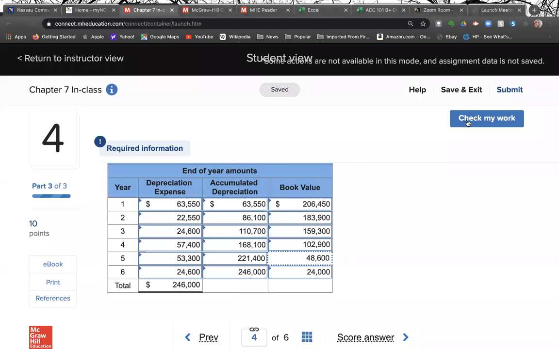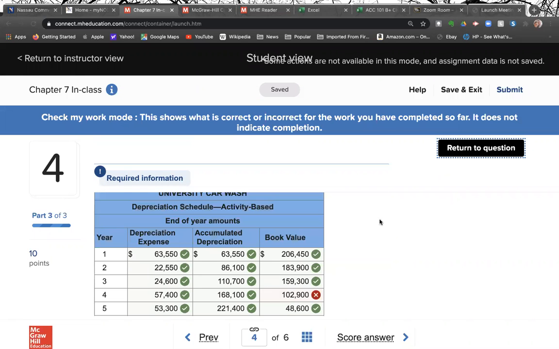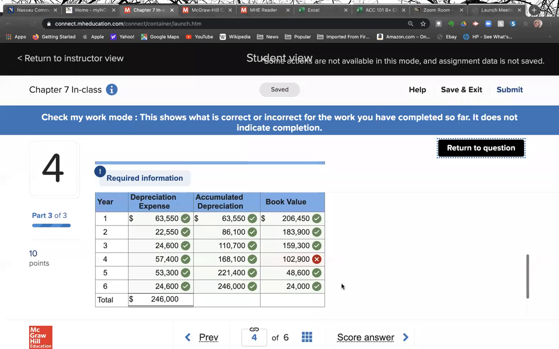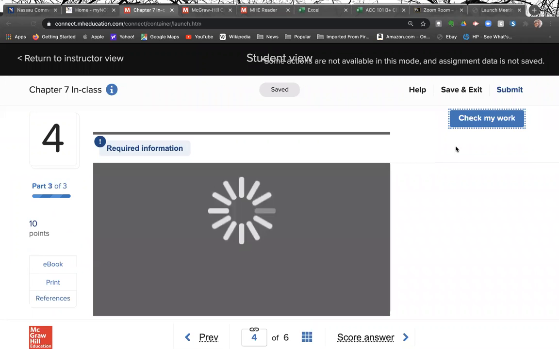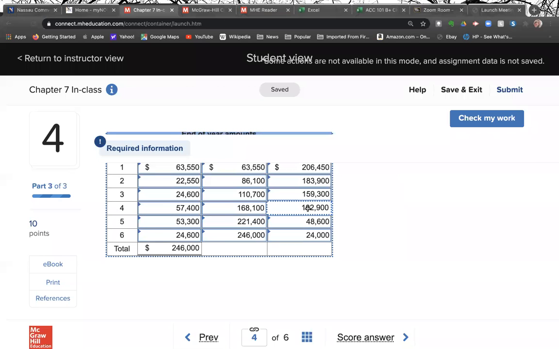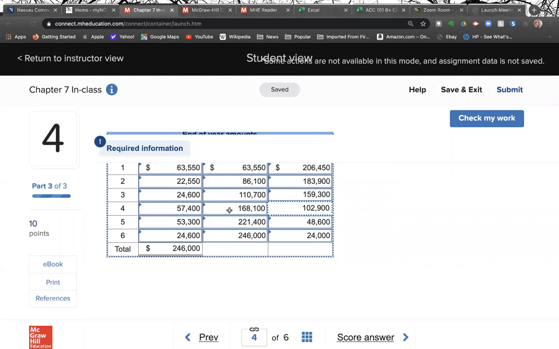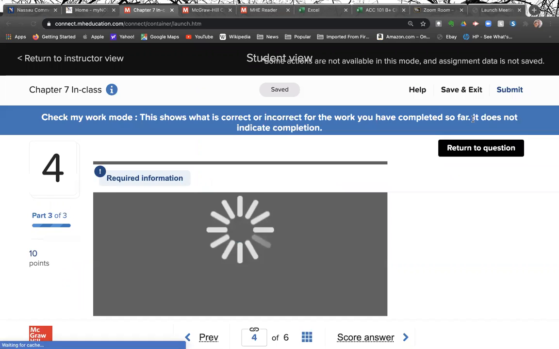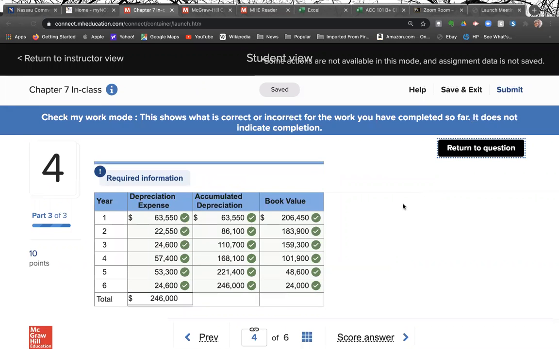All right, let's do a check my work. Oh, mistake here. Right, again, sometimes I can't read my own handwriting. So let's see what this is here. This number was right. So 270 minus 168,100 is 101,900. 101,900. Isn't that a great thing? Check my work.